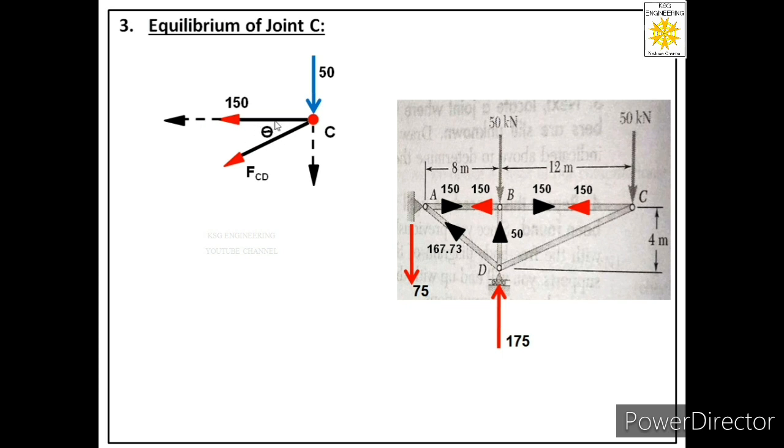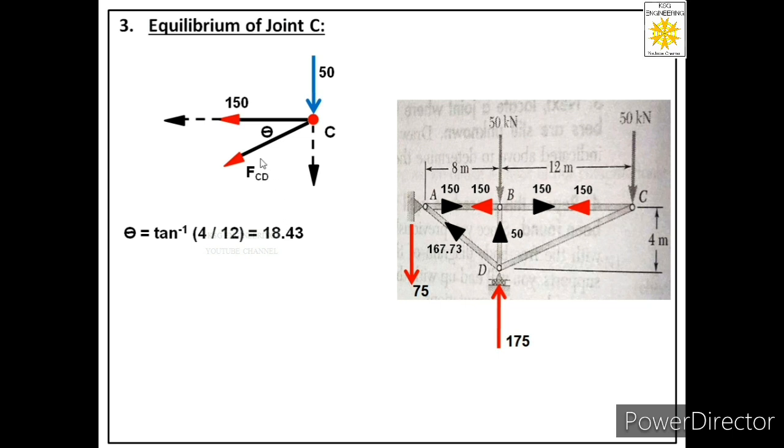So where is this theta in the truss? That theta is here. If I have to find this theta, I will use the right angle triangle DBC. In this triangle DBC, we can say tan theta is perpendicular upon base. How much is the perpendicular? It is 4. How much is its base? It is 12. So tan theta will be equal to 4 by 12, or theta will be equal to tan inverse 4 by 12. When you solve this, you will get the value of theta as 18.43.